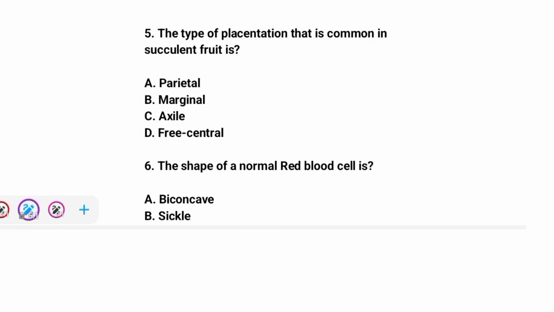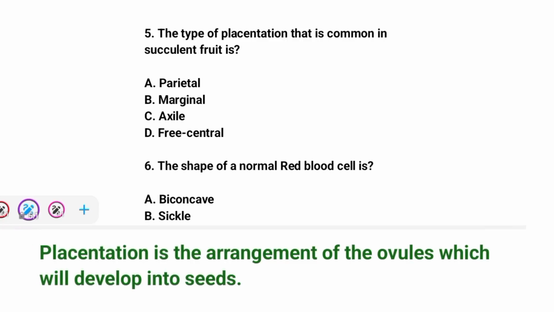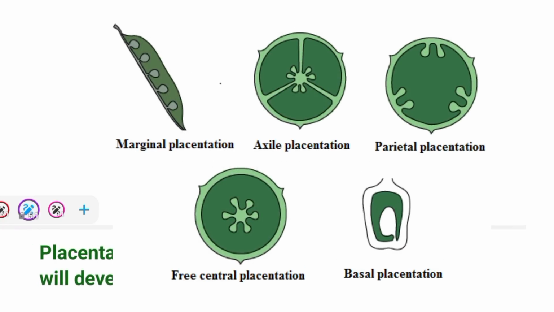And you also need to understand placentation. So placentation is just a word which refers to the arrangement of the ovules, which will develop into seeds within the ovary. So it's giving you an idea of how the seeds in a succulent fruit are structured, as in how are they arranged.